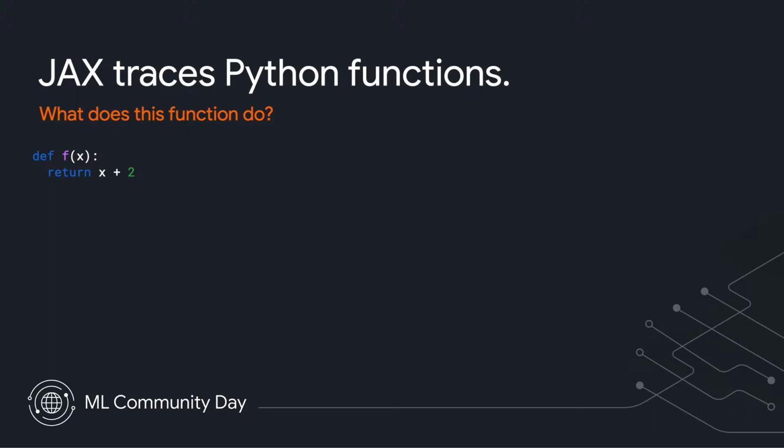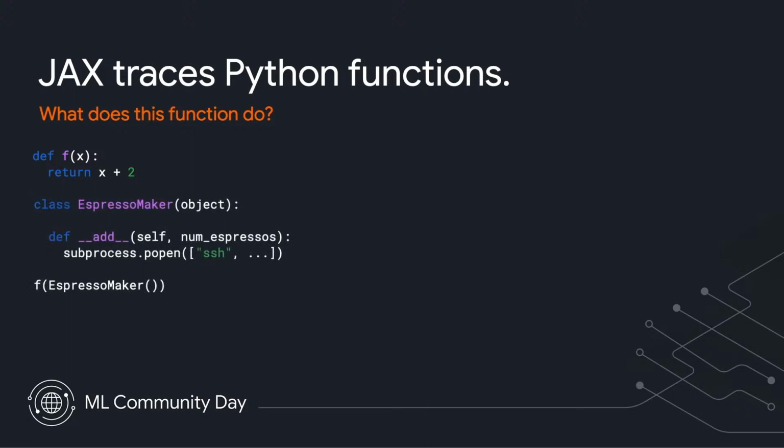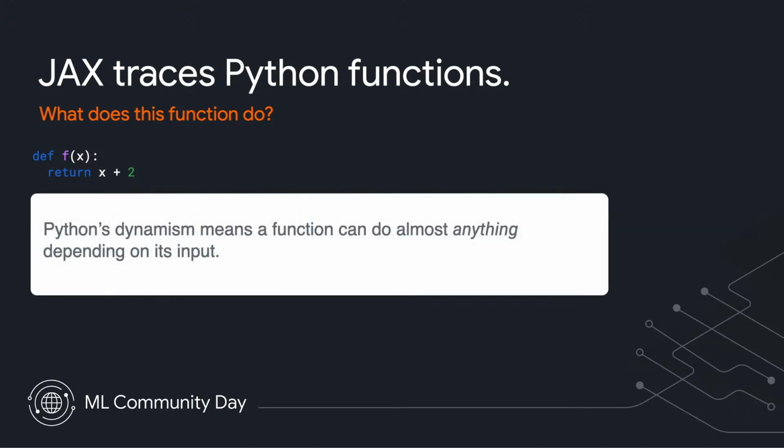So just as a thought experiment, let's take a look at this function, f of x returns x plus 2. What does this function do? It may seem obvious, but Python is such a dynamic language that this function could literally do anything. Say if x is an instance of this espresso maker object that overloads the add function so that when you tell it the number of espressos you want, it'll SSH to your espresso maker and make those automatically. This is a little bit silly, but it just drives home the point that we don't really know what Python functions do unless we know exactly what's being passed to them.